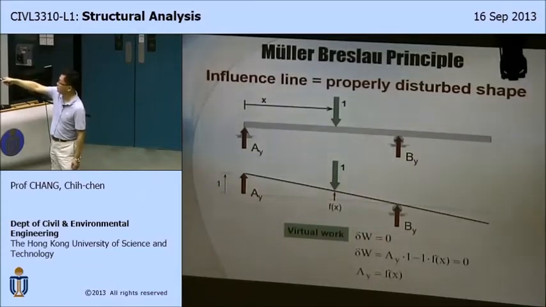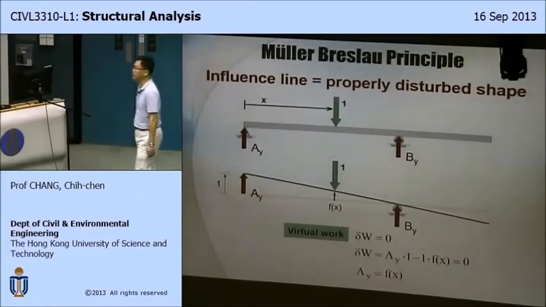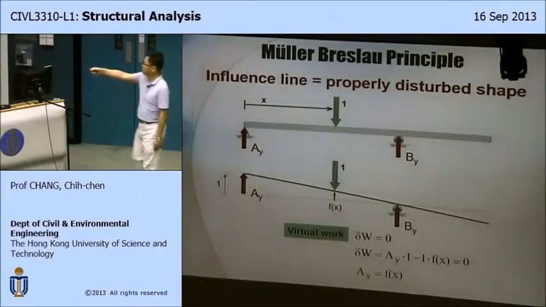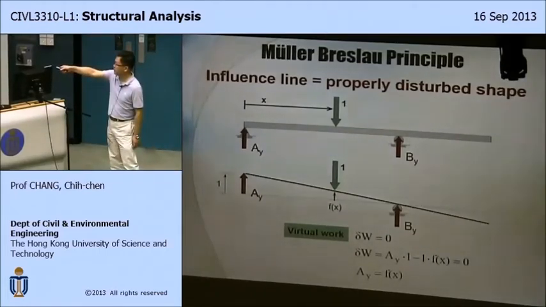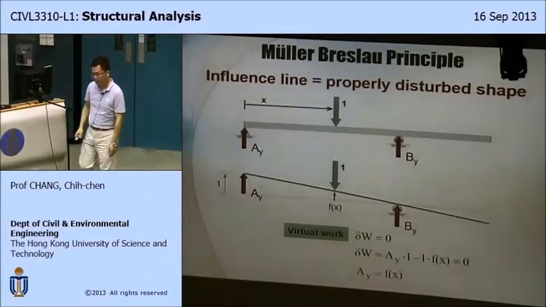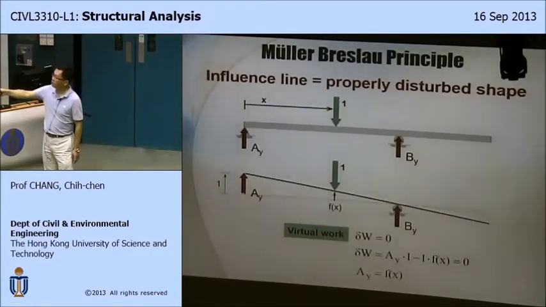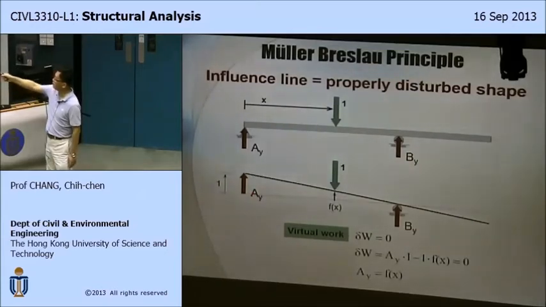Now, what is the virtual work? Virtual work is simply force times deformation. So force times deformation and force times deformation. This one is in the same direction, so it's positive work. This one is in the negative direction, so it's negative work. And according to the virtual work principle, it should be equal to 0. So move this to the other side. It tells you that AY equals f(x). So what is AY? AY is a reaction force. So it tells you that the reaction force is equal to this profile.